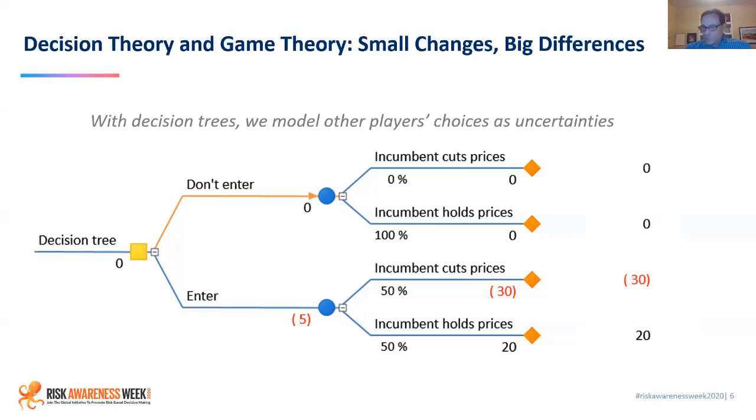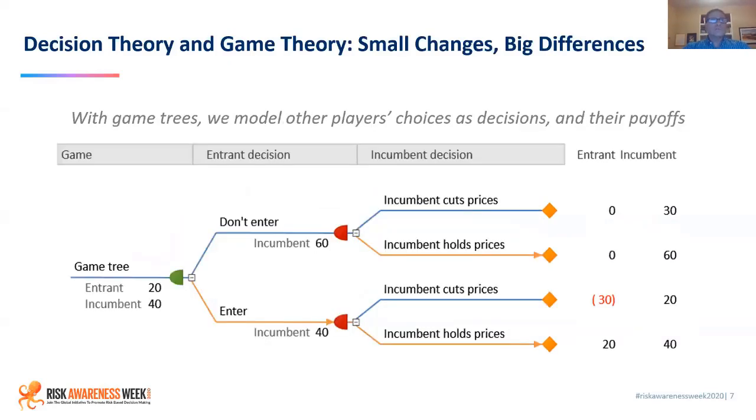Now, what if we do this with game theory? So here we show a game tree in which we model other players' choices as decisions, and we model their payoffs. So those are the two key things that are different here. You'll notice there's a green node, and it's a funny shaped node, I understand. It's called a logic node. And then there's a red logic node for the incumbent. We no longer have the uncertainty node there. And you'll see on the right are the incumbent's payoffs for different outcomes.